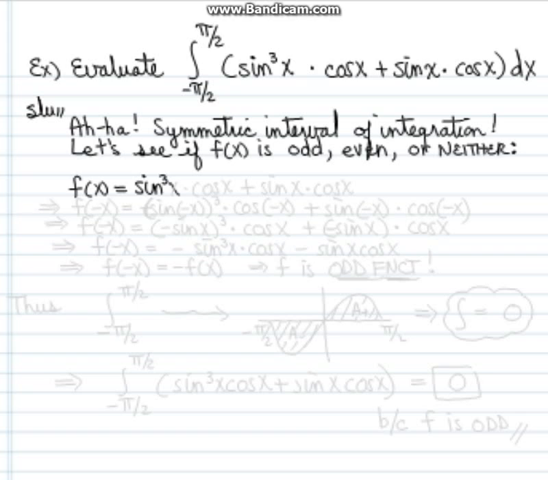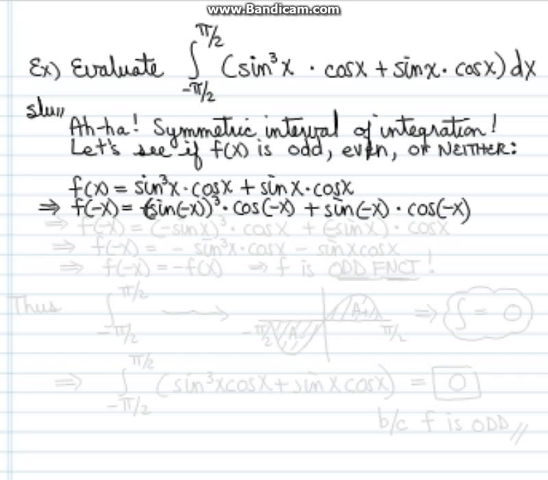So f of x is equal to sine cubed x times cosine x plus sine x cosine x. That means that if we evaluate this function at negative x, we get the sine of negative x quantity cubed times the cosine of negative x plus the sine of negative x times the cosine of negative x. But the sine of negative x is the same as negative sine of x, and that's going to be cubed times, well, the cosine of negative x is just the cosine of x, etc.